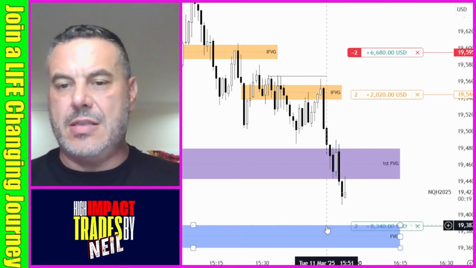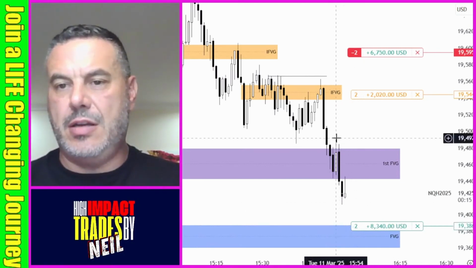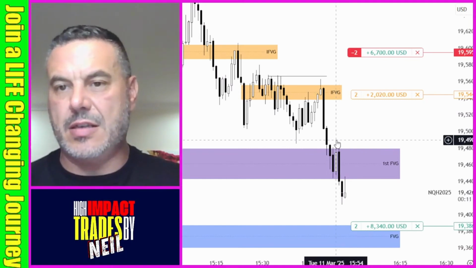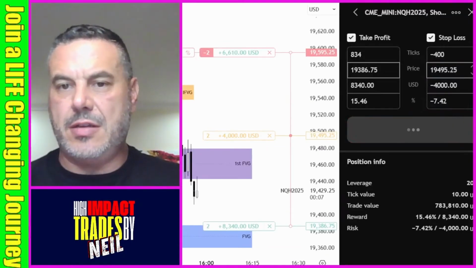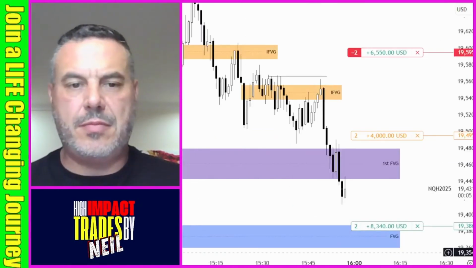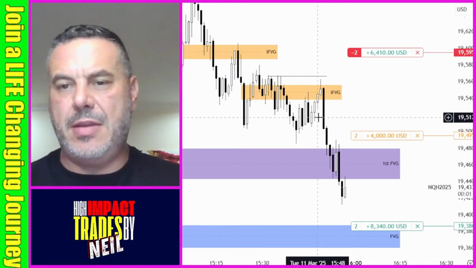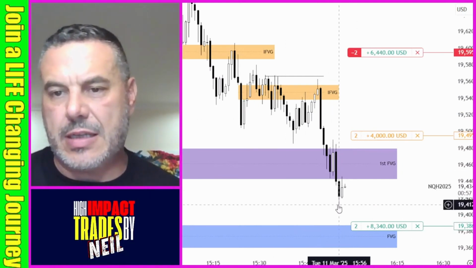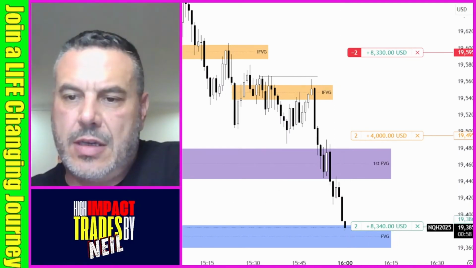I would like to see this liquidity get taken first before we go up to these highs here. Because of that, I'm just going to secure $4,000 there. I know it's at the bottom of a nice fair value gap here. I would like to see us going lower, taking this low out from here.